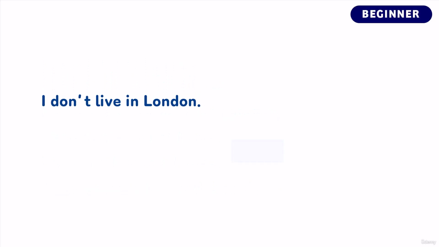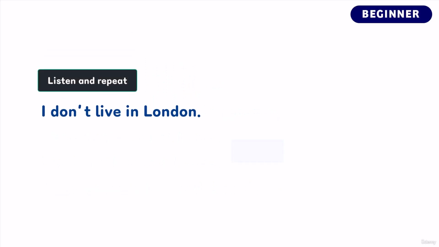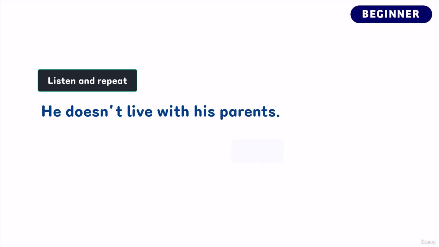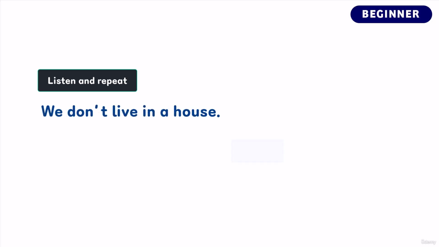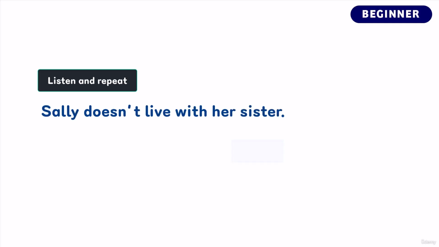Okay, so let's now do a speaking practice of these sentences. I don't live in London. You don't live in England. He doesn't live with his parents. They don't live at home. We don't live in a house. Sally doesn't live with her sister. Great job, well done. Let's now do the final quiz for this lesson.